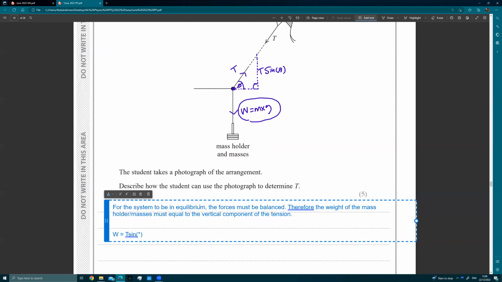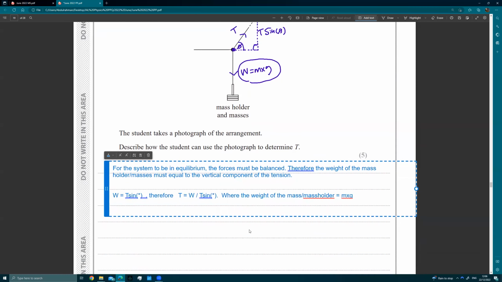I don't have a theta symbol on my keyboard. Therefore, the tension is equal to weight over sine theta. Oh, what's going on? It's so ugly. Okay. Where the weight of the mass and mass holder is equal to M times G.